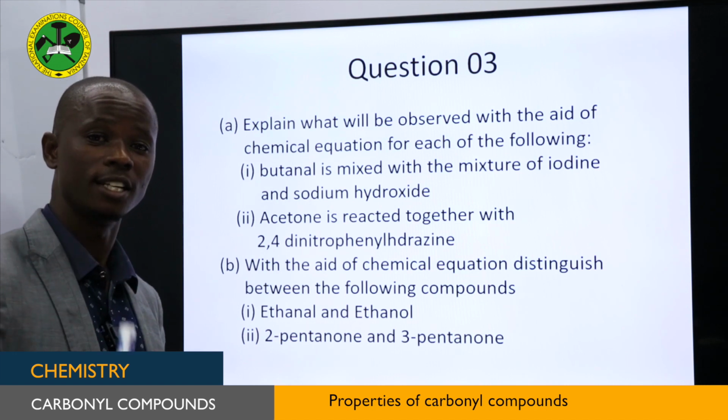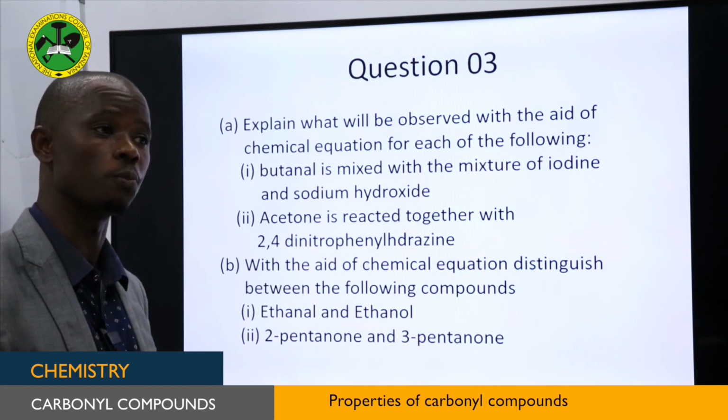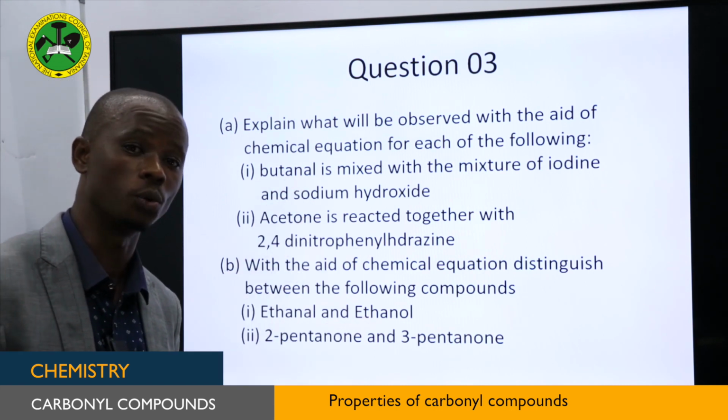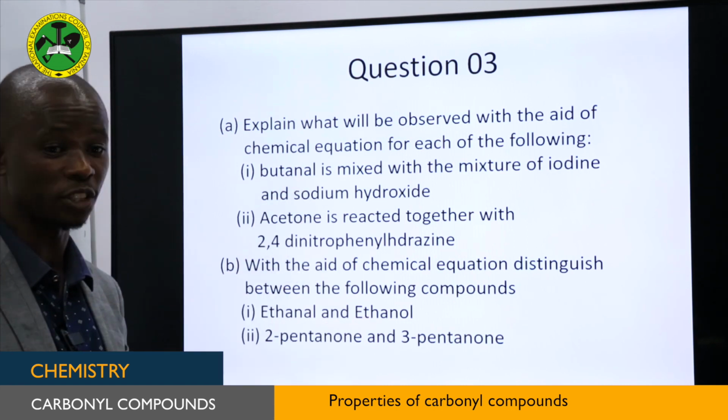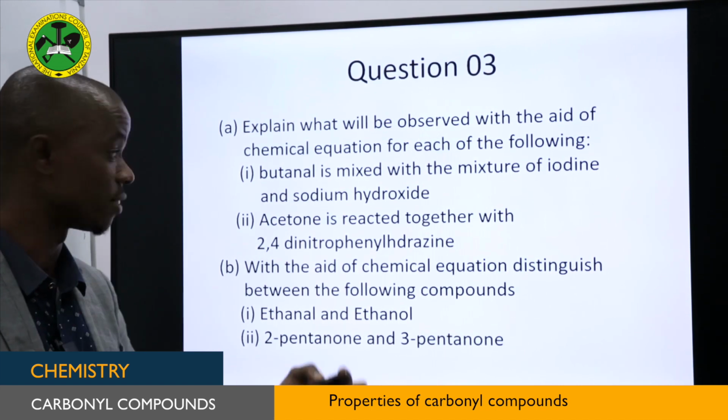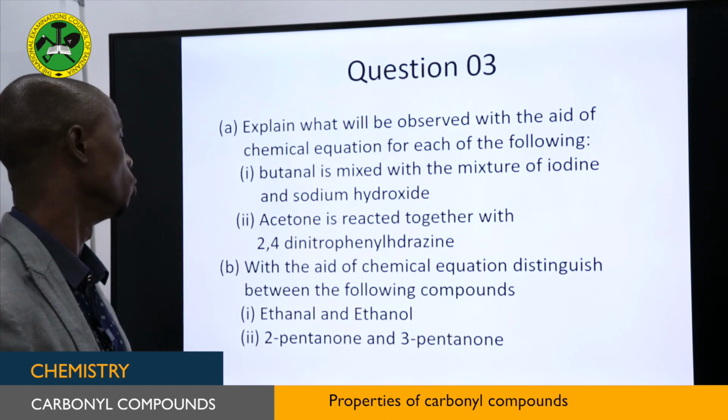Remember the iodoform test? It is a test for the presence of a terminal methyl group. So you just write the structure of the compound and you look: is there any terminal methyl group? If it is there, it will give a positive test, as we have discussed. If it is not there, it will give a negative test. So that is a guide to you.